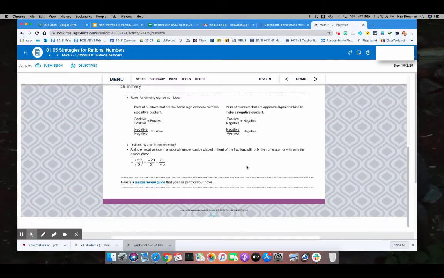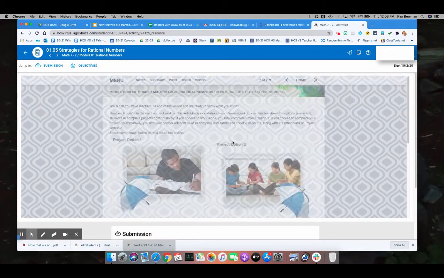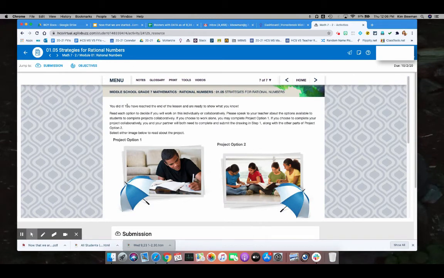All right. So once you get to the end of that slide, go to the next one, and it says you did it. You've reached the end of the lesson, and you're now ready to show what you know. Read each option to decide if you will work on this individually or collaboratively. Well, since we're in distance learning, you're going to do the individual one. So it says, please speak to your teacher about the options available to students to complete projects collaboratively.